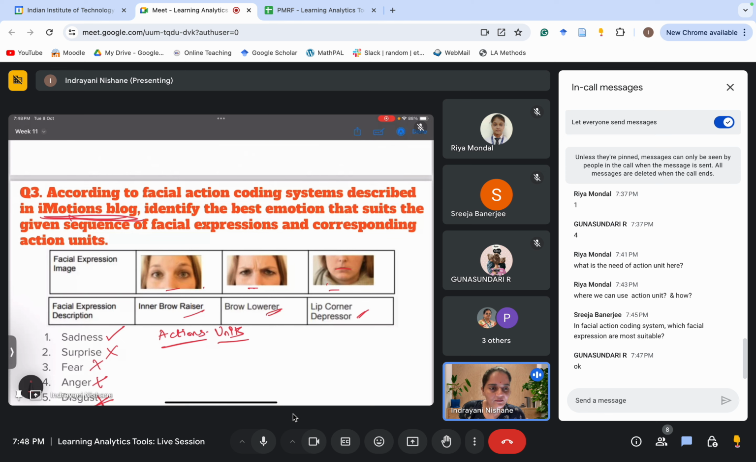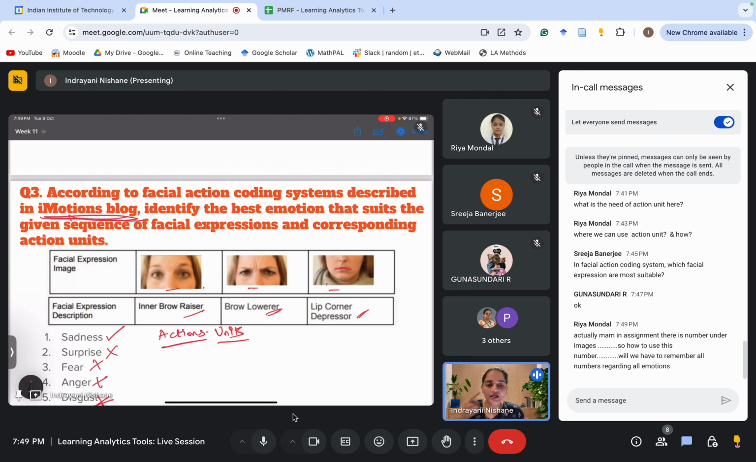In the facial action coding system, which facial expressions are most suitable? I think these are different features we are using for understanding what emotion is depicted. For some emotions, eyes and eyebrows together are one of the action units. Lip movement is another action unit. What is the position of lips? Then the nose: are the nostrils flared or not flared? Then if a furrow is formed, whether there is a crease on the forehead. All these action units are used. So mostly it is our forehead, our eyebrows, eyes, and our nostrils.